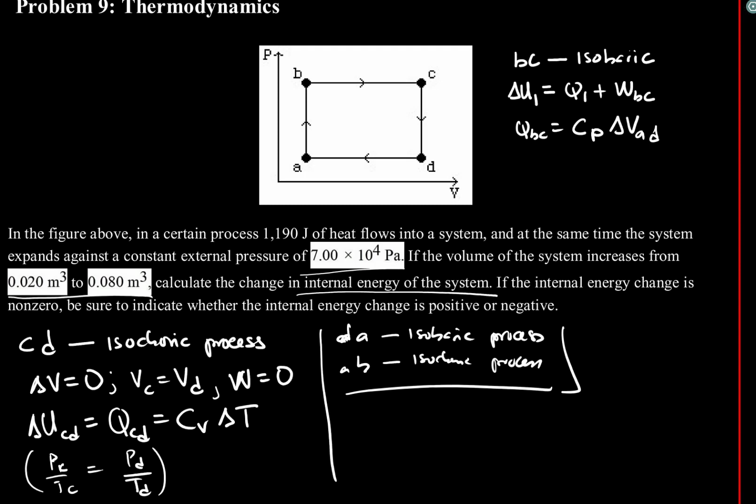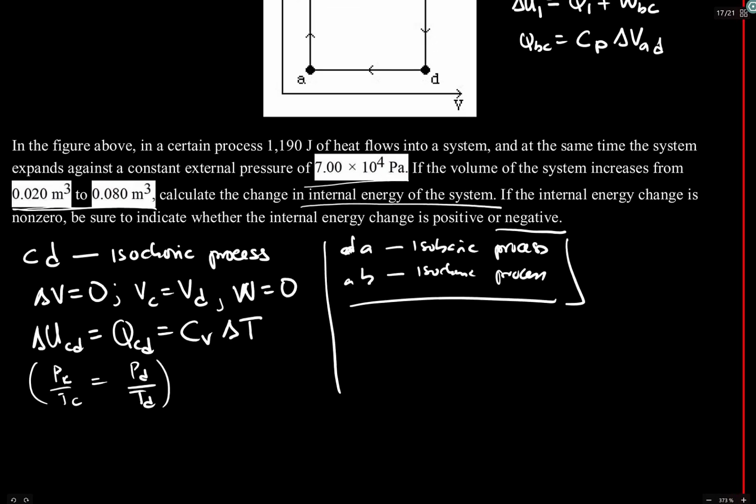Now, is this change zero, positive, or negative? Let me give you a trick. There is an expansion, which means that the system does work. And if the system does work, the system loses energy. If the system loses energy, it means that the total internal energy of the system decreases. So we're expecting a negative value. So that's just something for you to check yourself on.